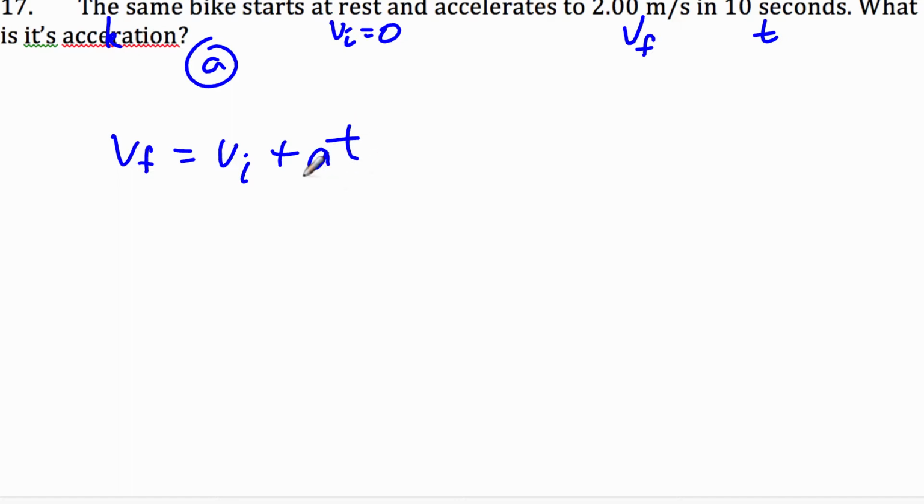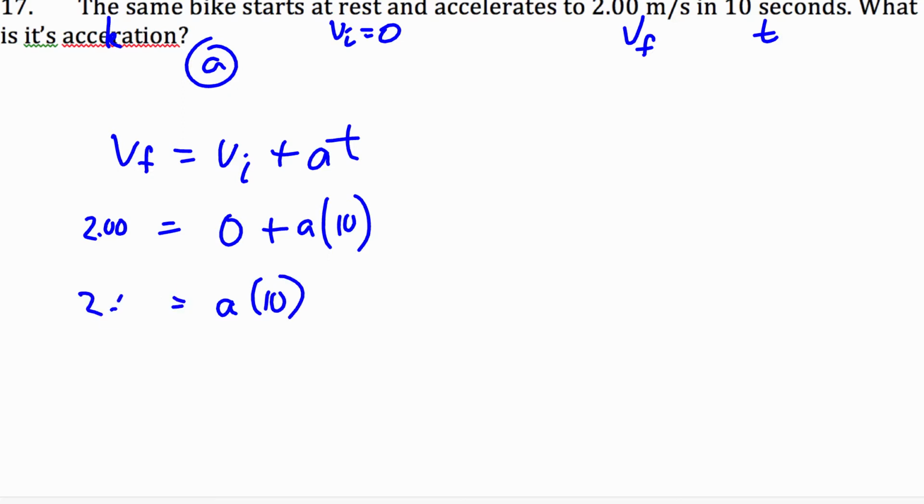Okay, well, we can solve for acceleration, or you can plug numbers in, whichever works for you. Why don't we plug numbers in this case? VI is 0. Final velocity is 2. So 2 meters per second is equal to acceleration, I don't know, but I know the time is 10 seconds. Okay, so 0 plus anything doesn't change it, so it'd be A times 10 is equal to 2.00. To solve for A, I'll divide both sides by 10. So A is going to be equal to 0.2.